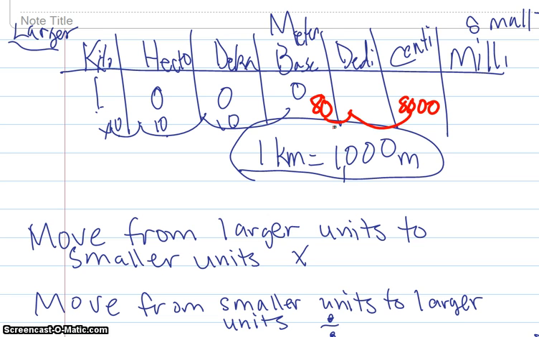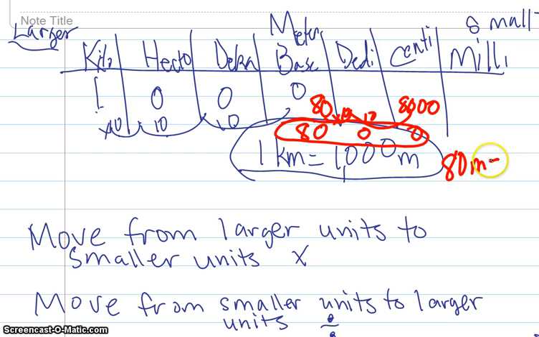Or if I simply filled in my zeros like I did when I modeled that problem for you, I have 80 and I need to go to centimeters, so put a 0 in centimeters, fill in the rest of the spaces in between with zeros, and I still get 8,000. So 80 meters equals 8,000 centimeters.